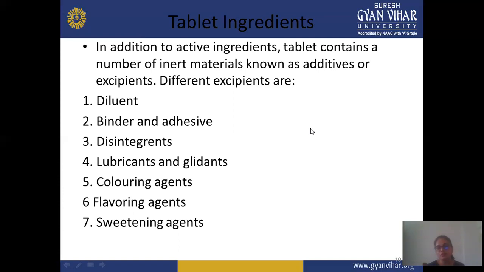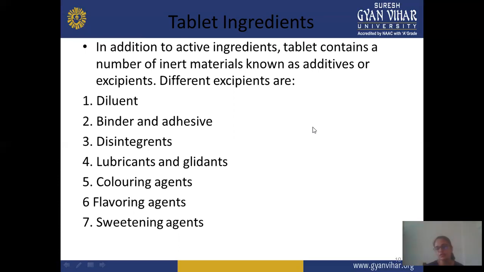Next, the fourth excipient is lubricant and glidant. Lubricant and glidant are also very important excipients, and these excipients may be used to increase or enhance the flow property of the tablet, granules, or any particles. So this lubricant and glidant improves the flow property of particles. And next is coloring agent.